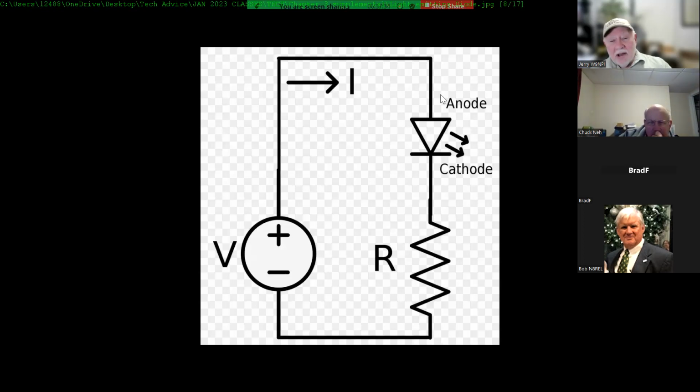Here's another one. Light emitting diodes. You see the current flows, and this device changes electricity directly into light, into photons. That's all you need to know right now. When you get into general or extra class, you might need to know a little bit more about photons and things of that sort.